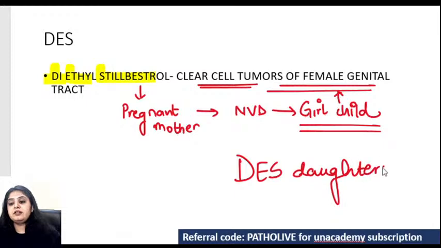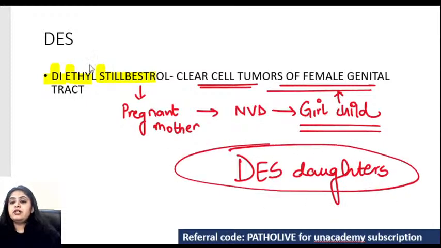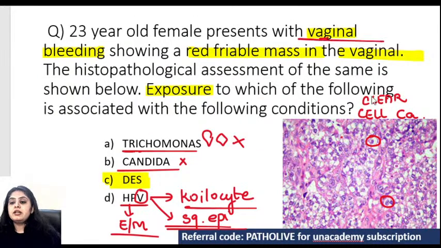And that is when they realized it, and they said that this drug should be discontinued in pregnant mothers, and now it's no longer given. But whenever you get a question of a clear cell tumor in a vagina, you have to answer it as DES. I hope that is okay with everyone.